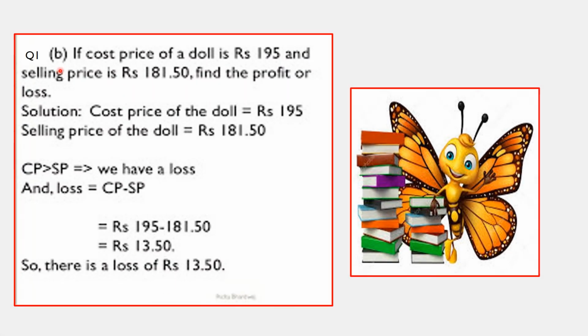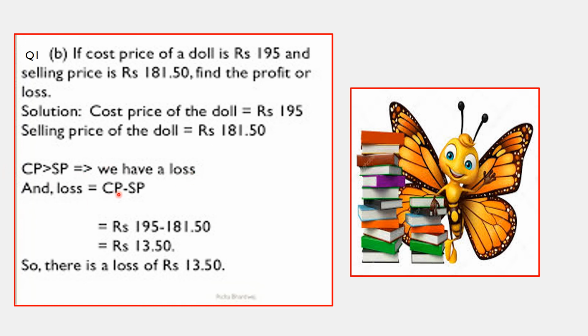Now another question, if cost price of a doll is rupees 195 and selling price is rupees 181.50. Find the profit or loss. Now the cost price of the doll is given 195 rupees. Selling price of the doll is given 181.50. You can see here the cost price is greater than the selling price, so you will have a loss. CP is greater than SP, so we have a loss.